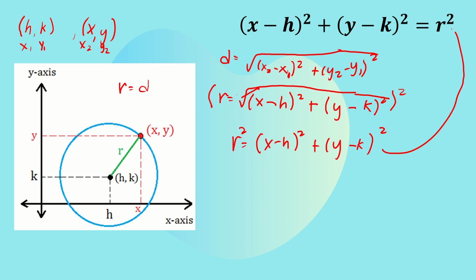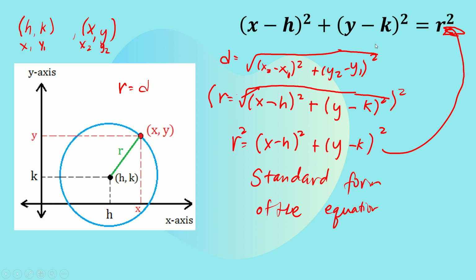And that is what we call as the standard form of the equation of the circle. That is a standard form of the equation of the circle. Wag po malilito ha. That is X minus H squared plus Y minus K squared is equal to R squared. Tandaan po yan ha. Okay, let's have examples po.